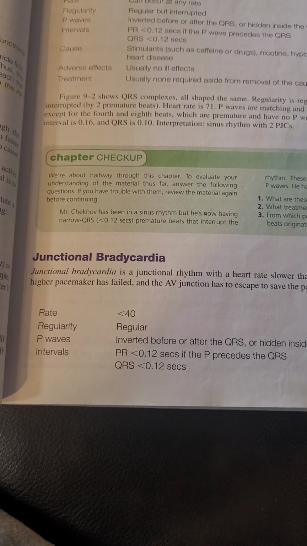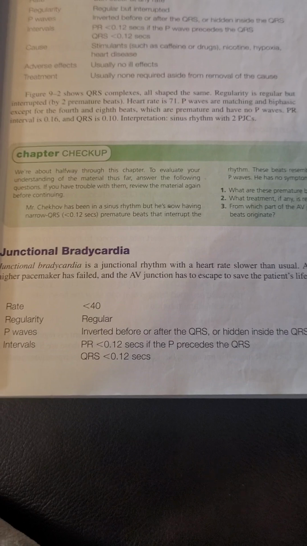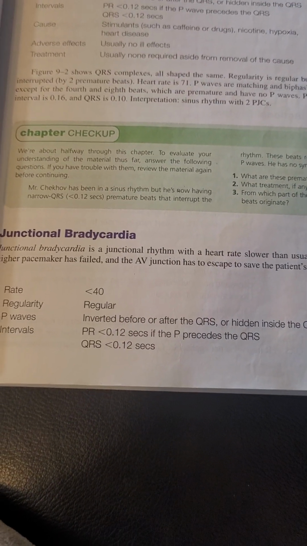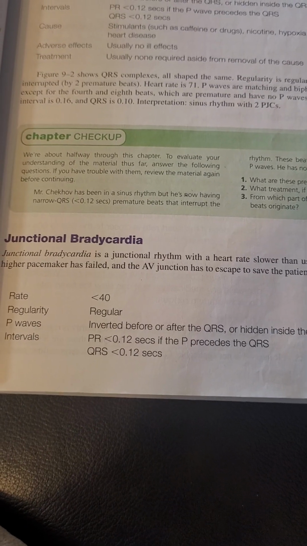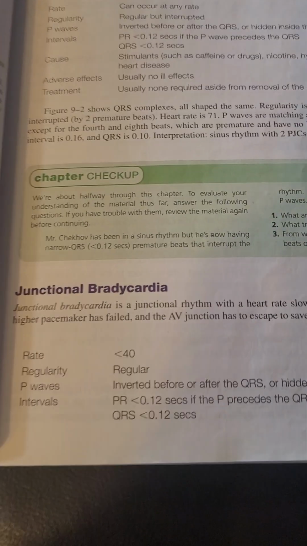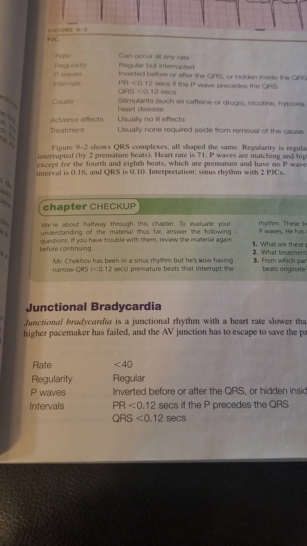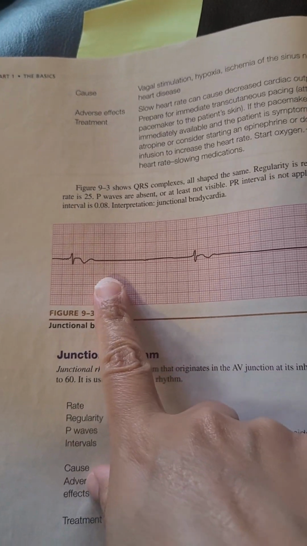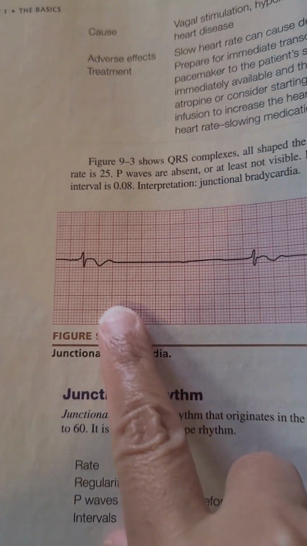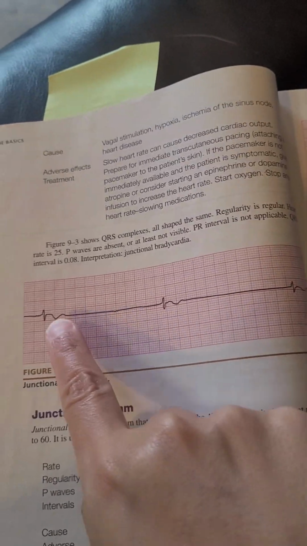PR interval is less than 0.12 seconds if the P wave precedes. So if you see a P wave before the QRS and the PR interval is very short, most likely you have a junctional rhythm. And the heart rate needs to be less than 40 to be a junctional bradycardia. See, this is a bradycardia. You see how it's starting to look? For the most part, it's not giving you too many beats, right?